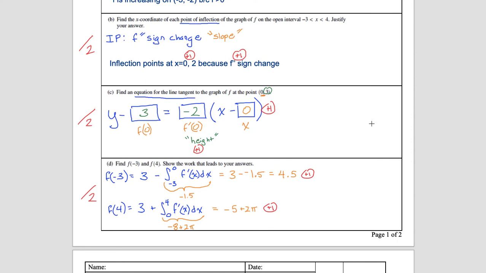Stego, what'd you learn? I didn't know how to find the height, or the slope, for number 3C, I guess. But now I know. All right. Cool. Claire, what'd you learn? Make sure it's the x coordinate, not the y coordinate. And also just watch my subtraction and addition signs because I got the second part of D wrong because of that.